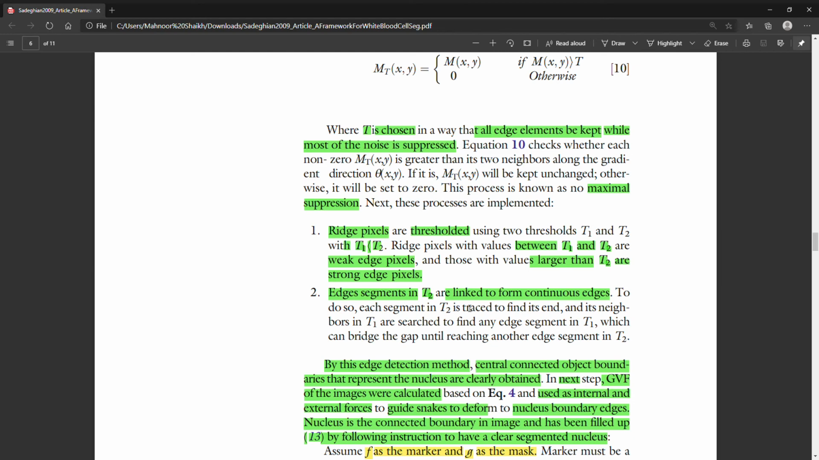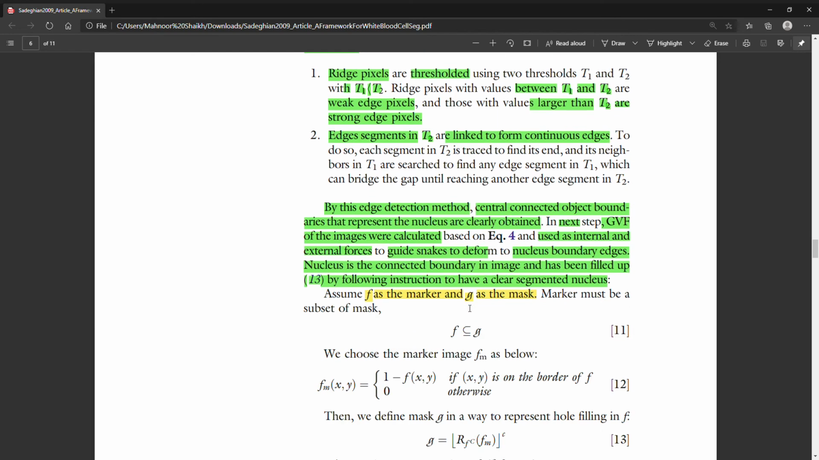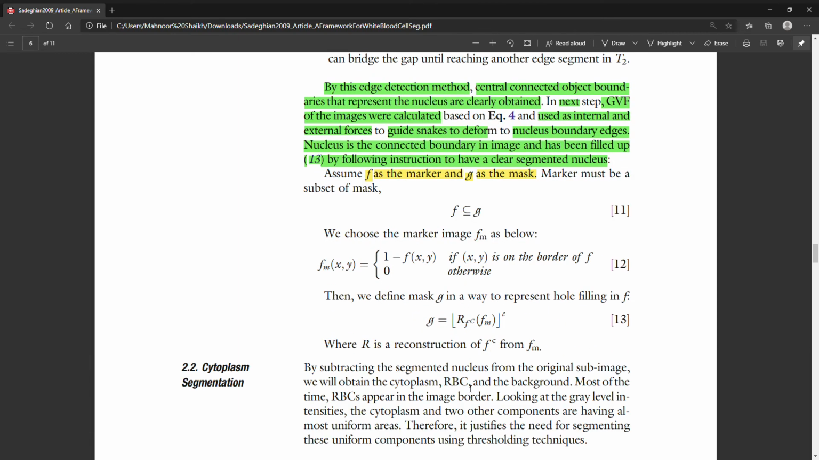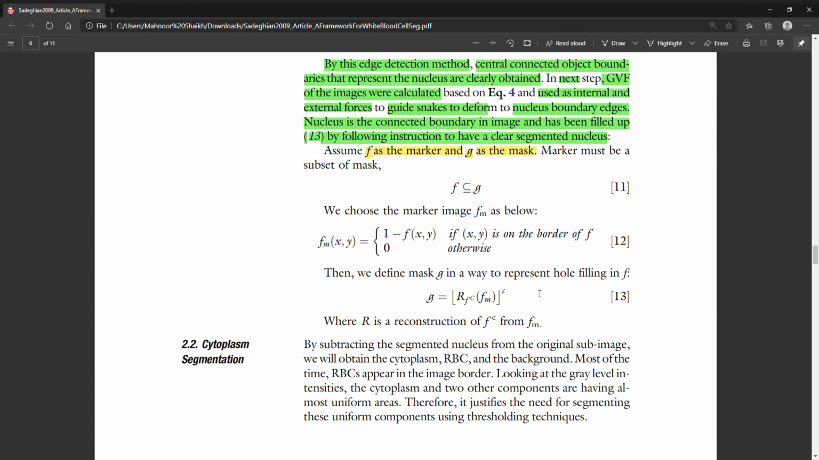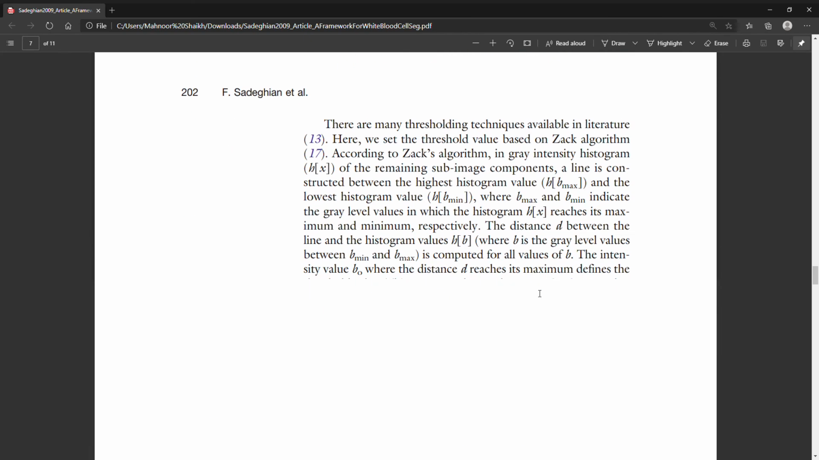In the next step, GVF of the images was calculated and used as internal and external forces to guide snakes to deform nucleus boundary edges. The nucleus is the connected boundary in the image and has been filled by following instructions to have a clear segmented nucleus. Following are a few functions and equations which are applied to the images.